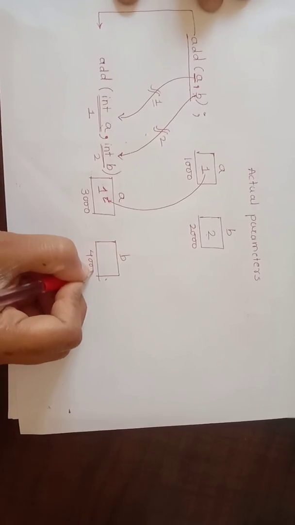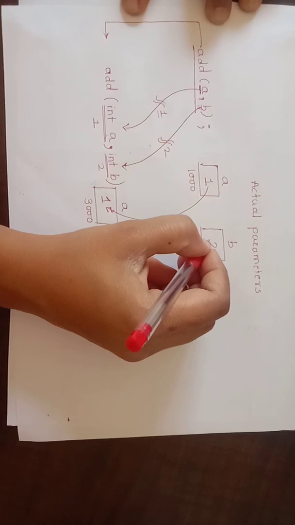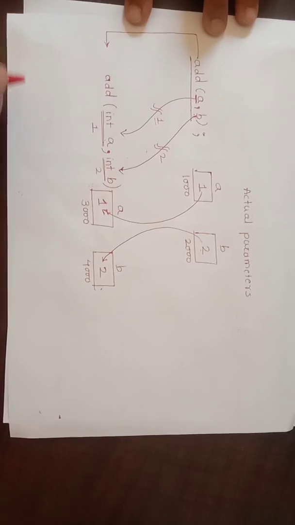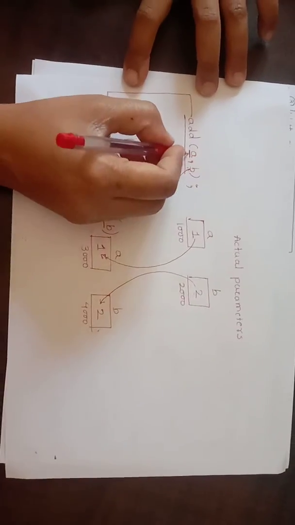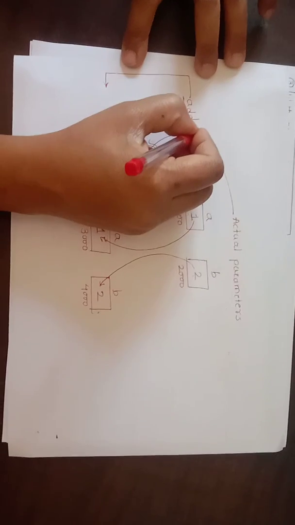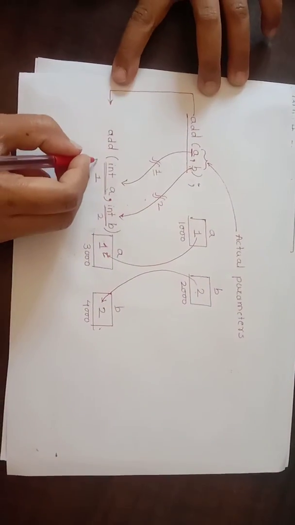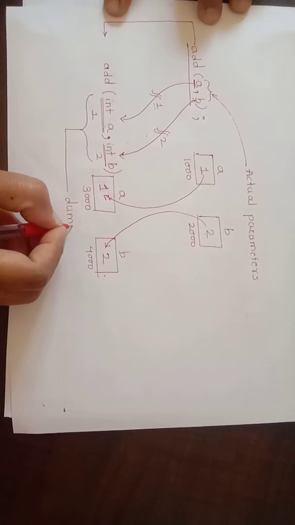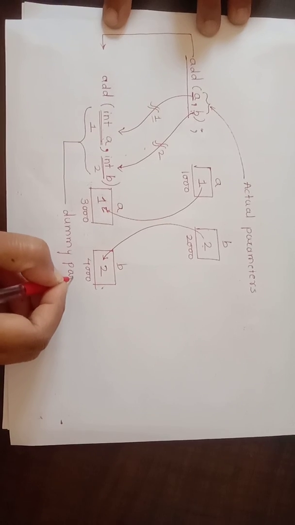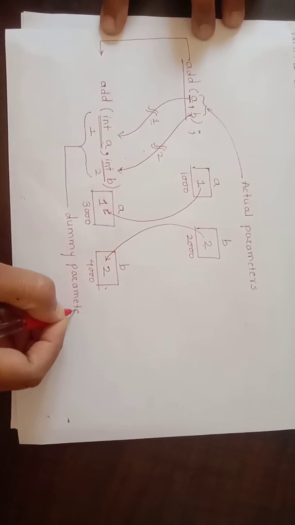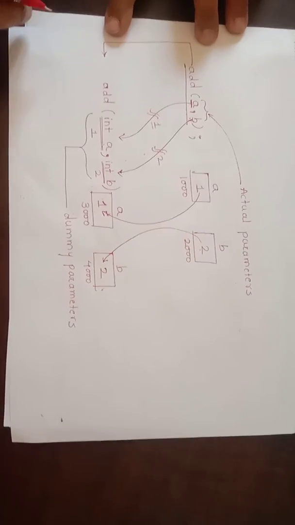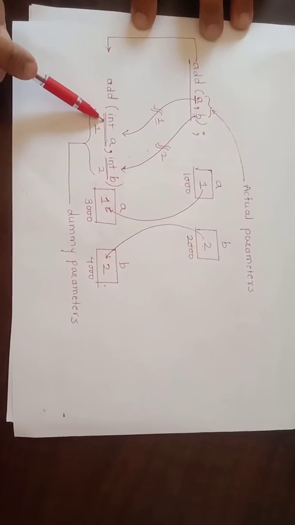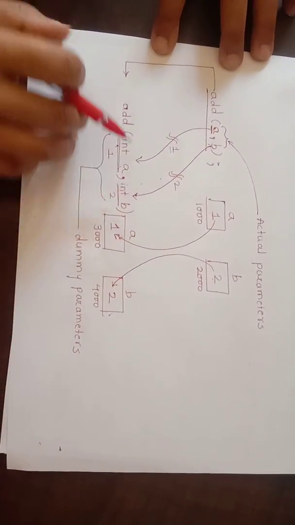So this is b. Memory initialized for this is 4000, and if you observe here, we are sending this value 2 over here. So these are what? Actual parameters. Okay, and we are saying these are what? Dummy parameters. Okay, so this is the difference between actual parameter and dummy parameter.